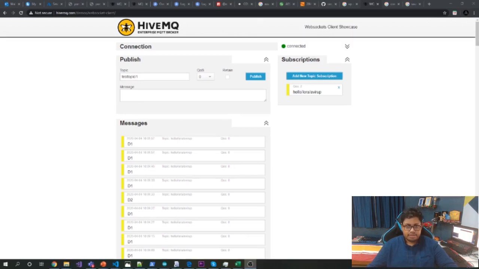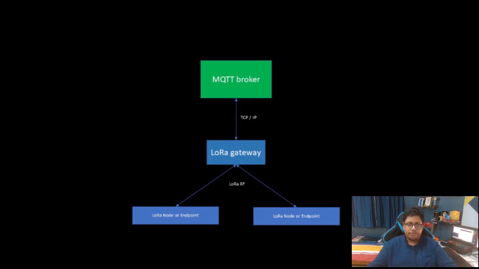I'm publishing all those data to this particular topic, hello/LoRa/Avido, which I have configured in the Dragino gateway configuration portal, and from the gateway the messages are being published to the MQTT broker. There's a simple demo that can be achieved using LoRa.